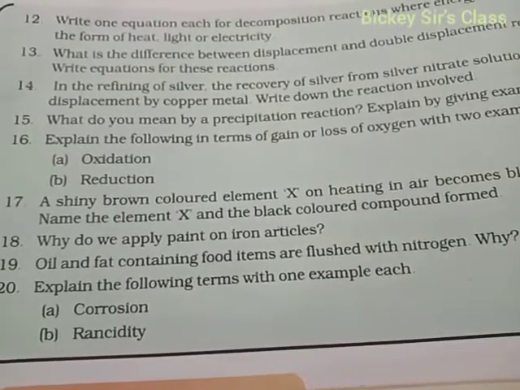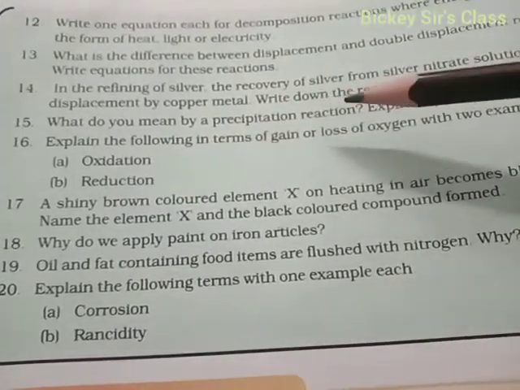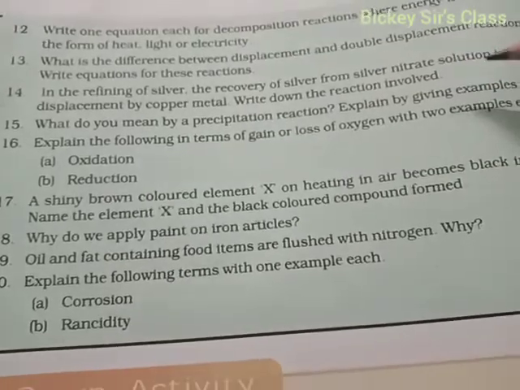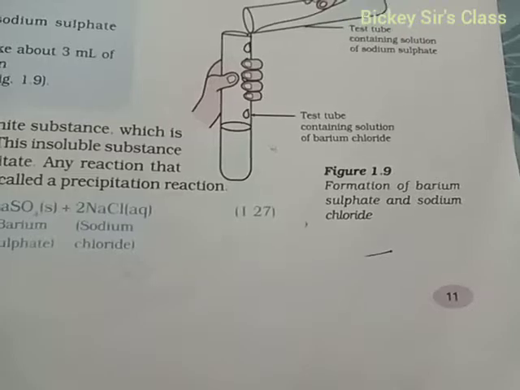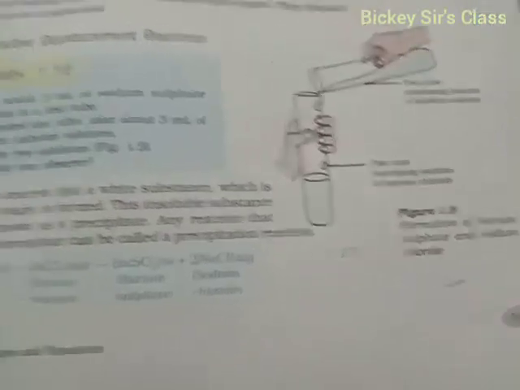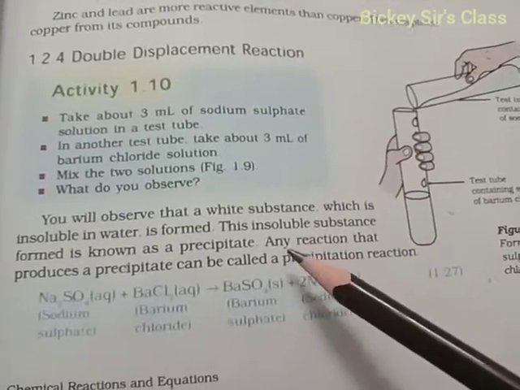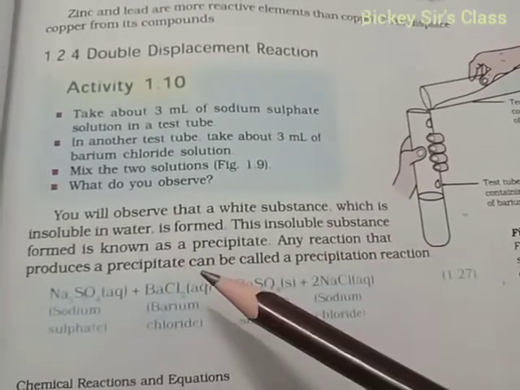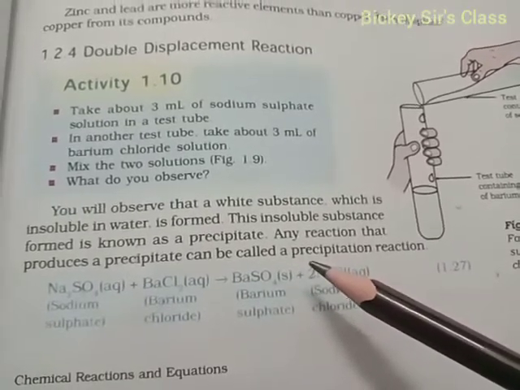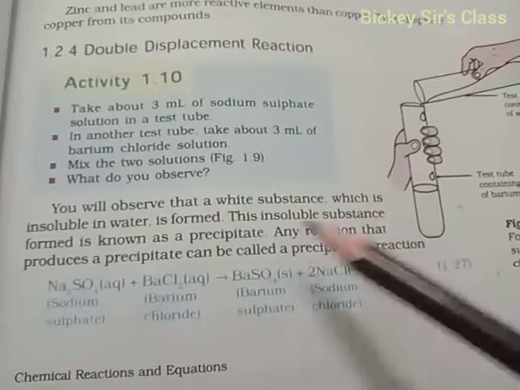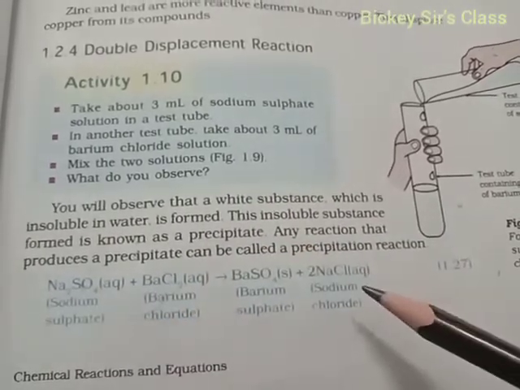The next is question number 15. What do you mean by a precipitation reaction? Explain by giving examples. So in our book, it is written on page number 11 that in a double displacement reaction, any reaction that produces a precipitate can be called a precipitation reaction. It is also mentioned here, this insoluble substance which is formed is known as a precipitate. And the equation example is given.